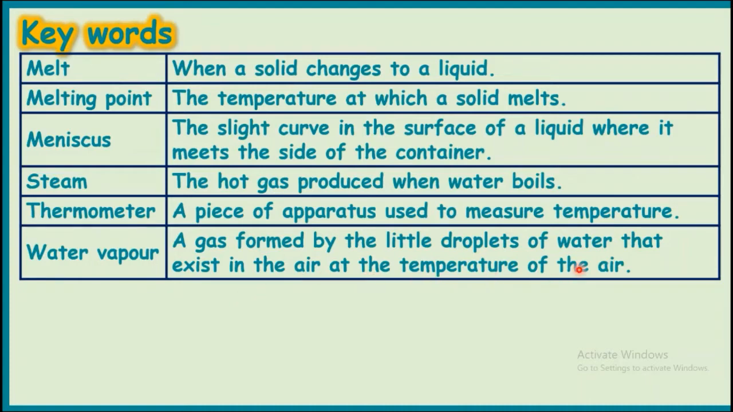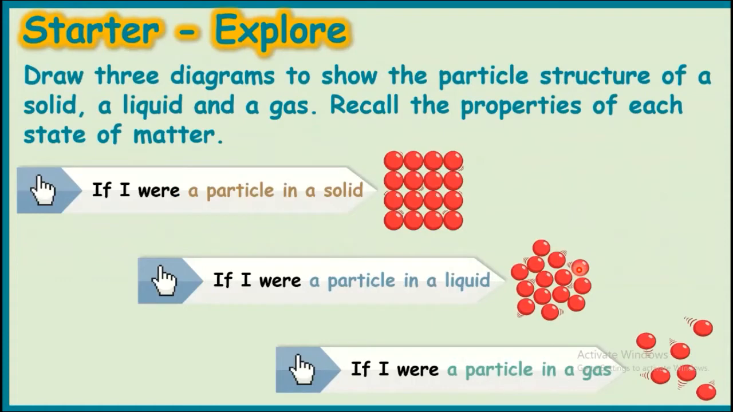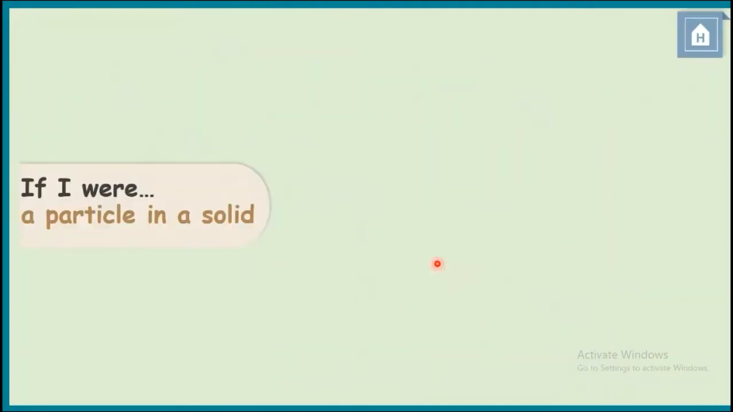Now, we have a starter question. Draw 3 diagrams to show the particle structure of a solid, a liquid, and a gas. Recall the properties of each state of matter. Now you can see in the solid, the particles are very close to each other. In liquids, the particles have little space between each other. In terms of gases, the particles are very far from each other. So you have to use this knowledge to answer this question.